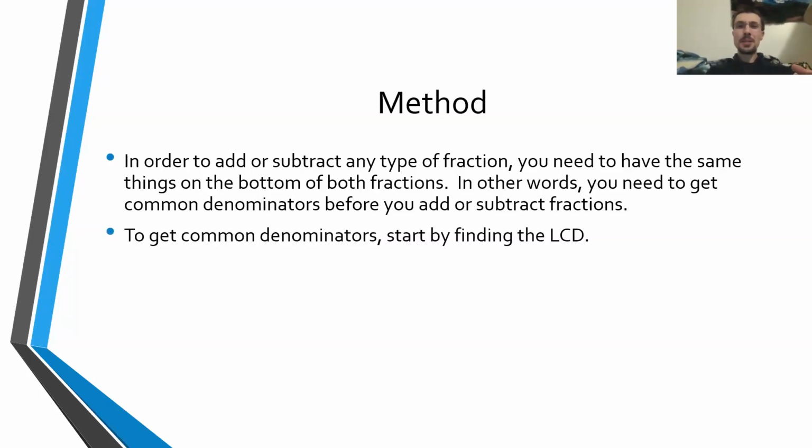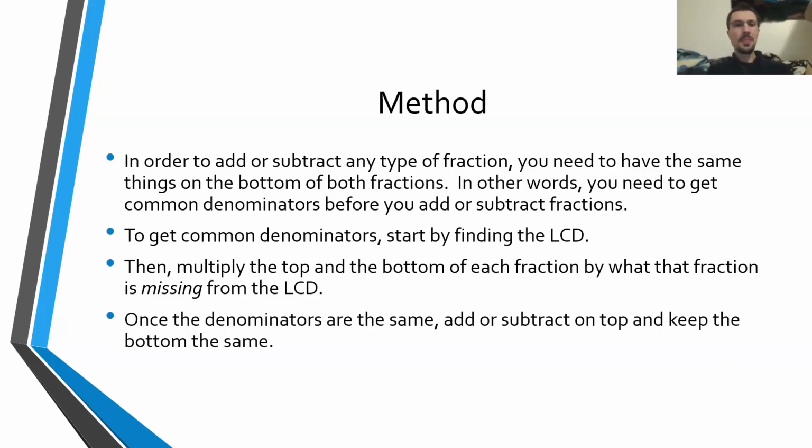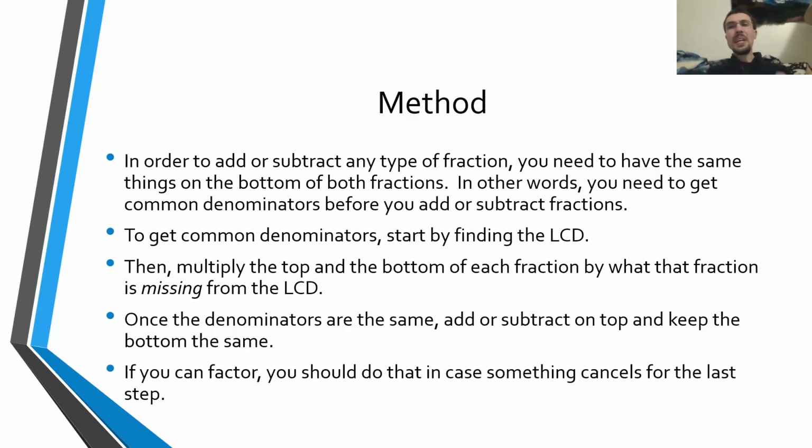And to get common denominators, start by finding the LCD like we did in the previous video. Then multiply the top and the bottom of each fraction by what that fraction is missing from the LCD. And finally, once the denominators are the same, add or subtract on the top and keep the bottom the same. If you can factor after doing all of that stuff above, you should do that because sometimes you can factor and something will cancel as the last step.